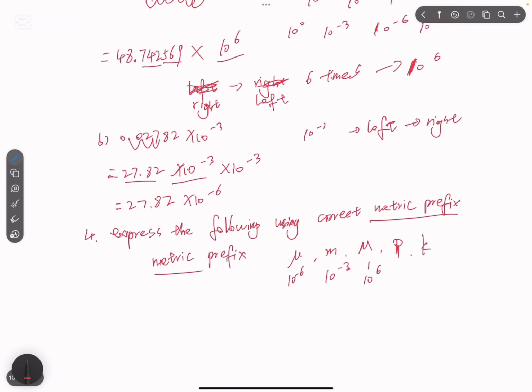Mega is 10 to the 6. Pico is 10 to the minus 12. K is 10 to the 3. Also giga is 10 to the 12.